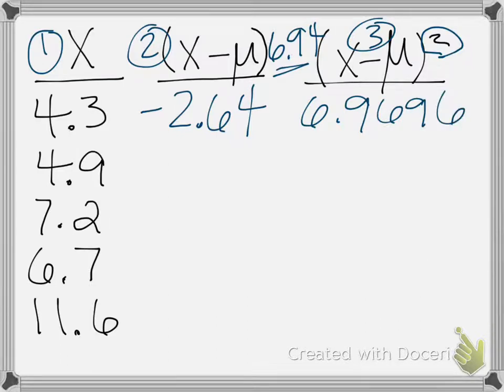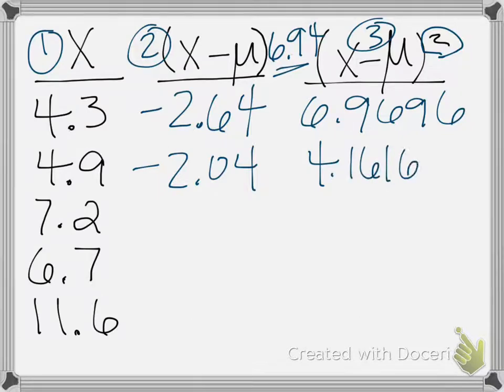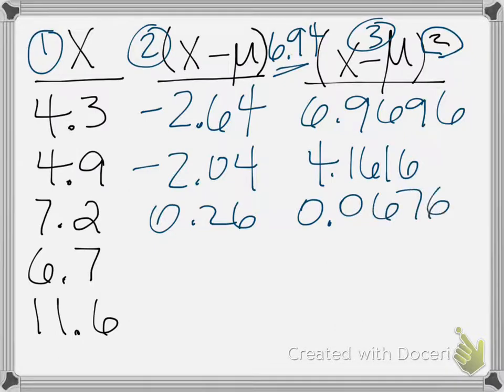Okay, 4.9 minus 6.94 is a negative 2.04. Again, we're going to square that for 4.1616. 7.2 minus 6.94 is 0.26. Hope you guys can see this okay. Once I square that, that is 0.0676.